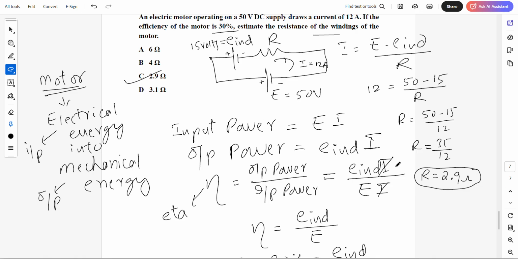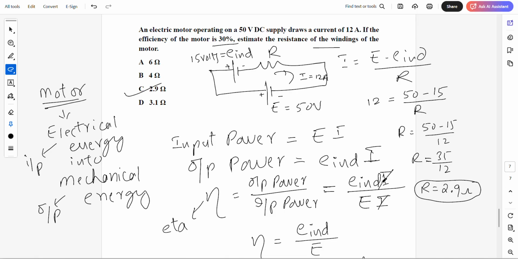Hope you understood all these problems on AC generator as well as DC motor.